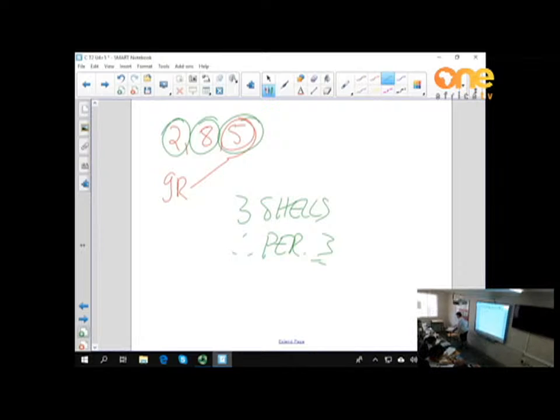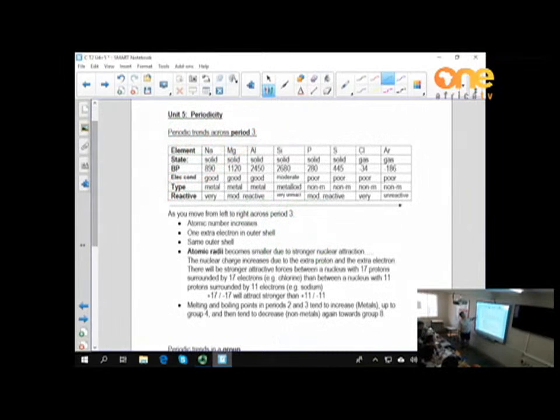Okay, so we are going to carry on with Unit 5. The heading simply says periodicity. The next section, they refer to periodicity, and they simply say periodicity refers to repeating patterns in the properties of elements in the periodic table.